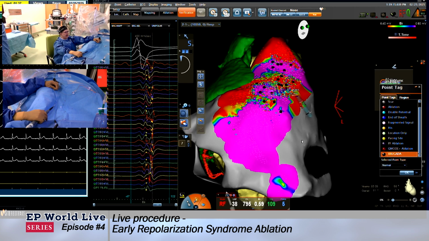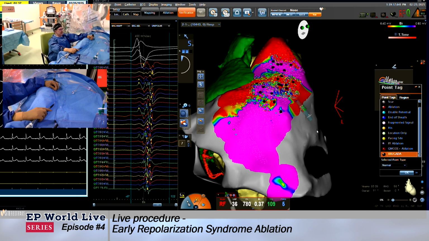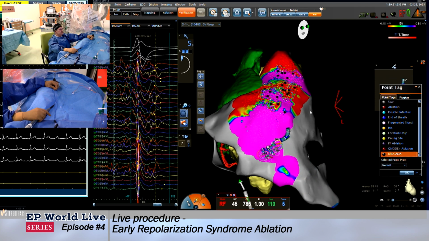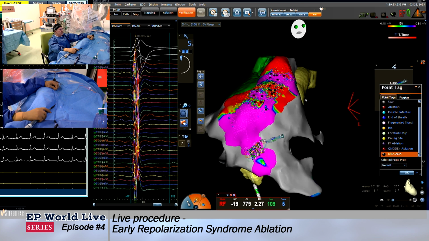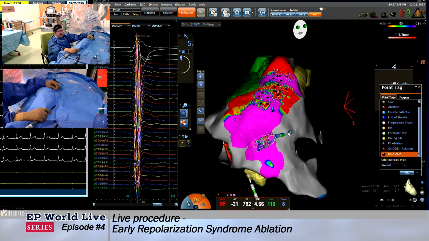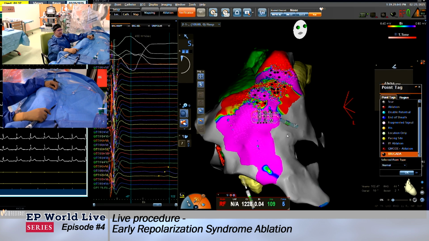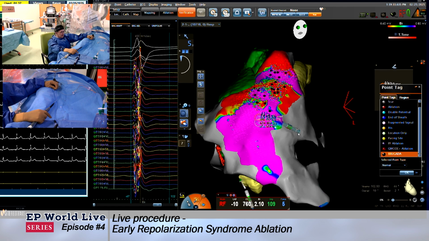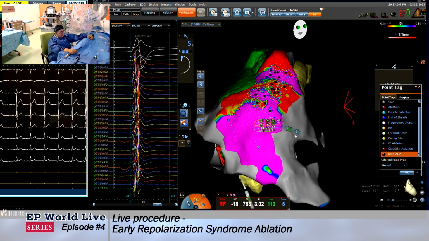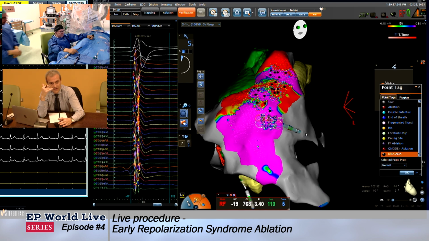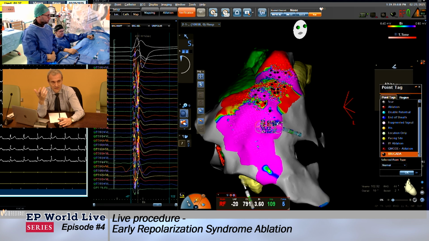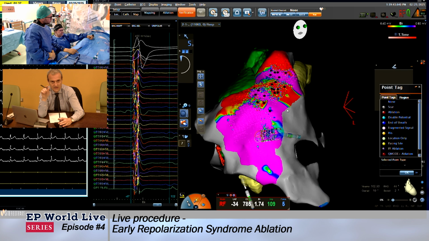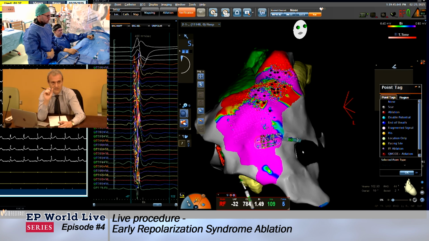See? Okay. Let's go to the left ventricle a little bit. Professor, due to the dynamic changes of the J waves, do you think we can also find differences in mapping depending on how prominent the J waves are at that moment?